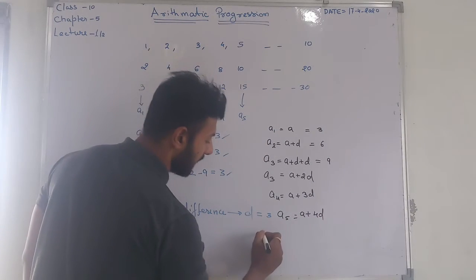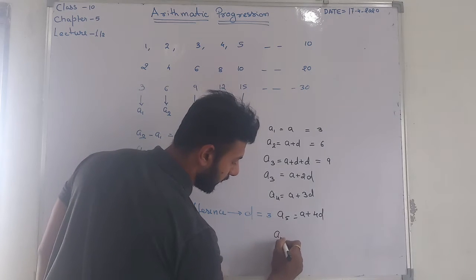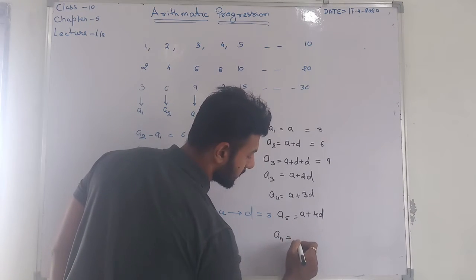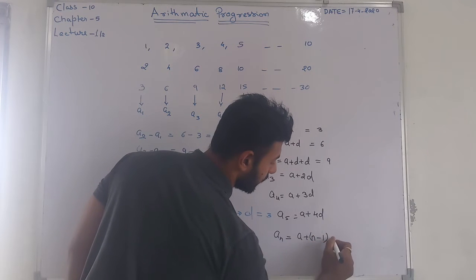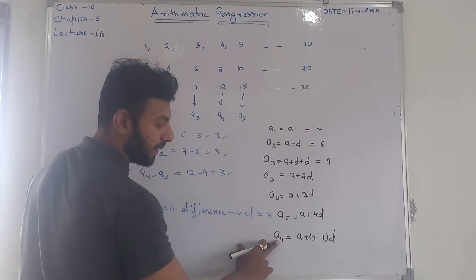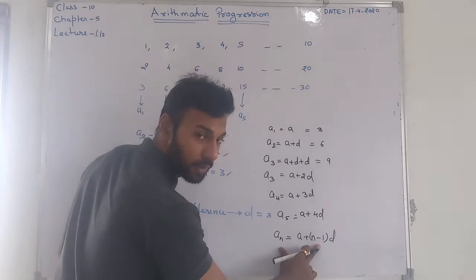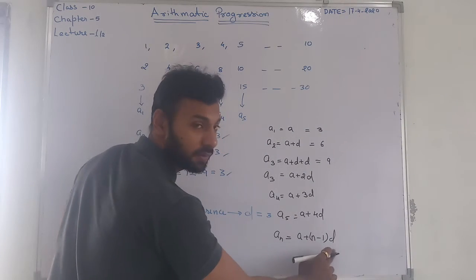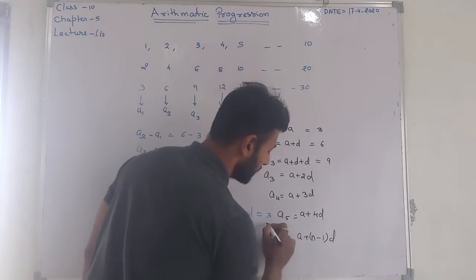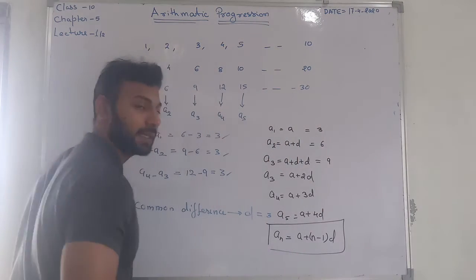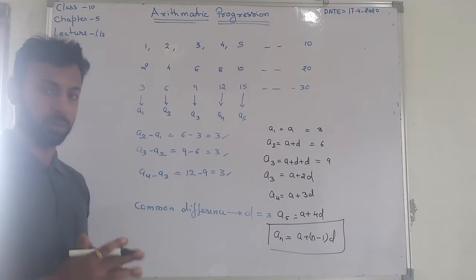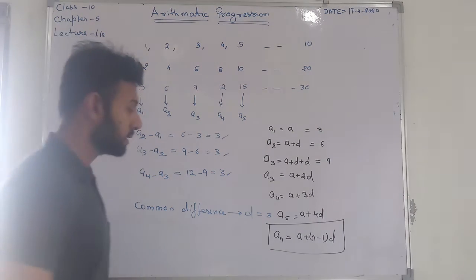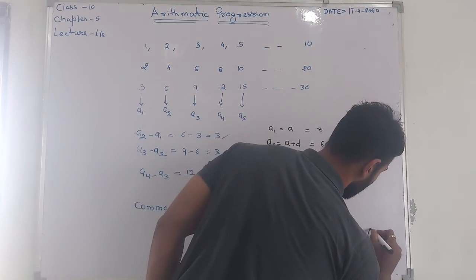If we have n numbers, then an can be written as a plus n minus 1 into d. If we have n, then we have to write one less number, so n minus 1 into d. This is also called the nth term of an arithmetic progression, which is AP.